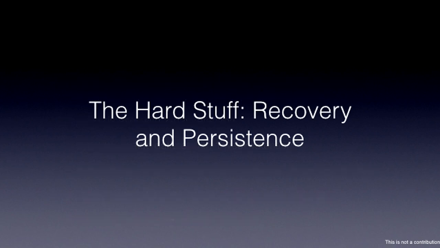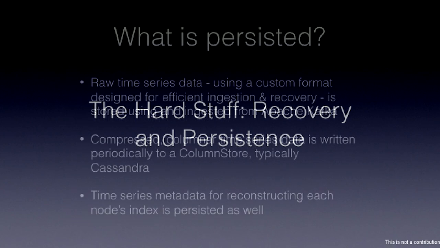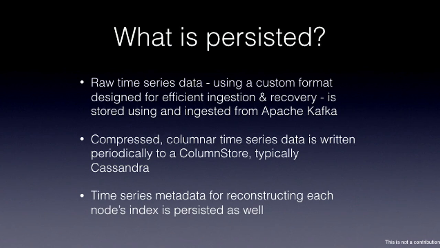Now, the really interesting stuff: recovery and persistence. What kind of stuff is persisted? Well, the raw time series data is persisted using Kafka. That's the raw metrics that are coming in. The compressed columnar data is persisted currently to Cassandra. And then we also persist some indexing data.